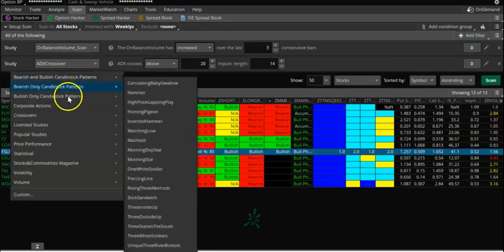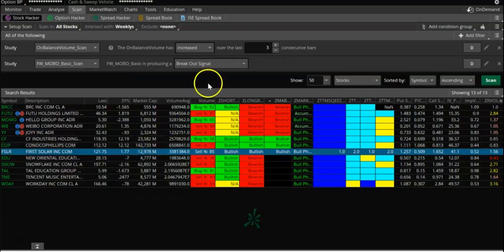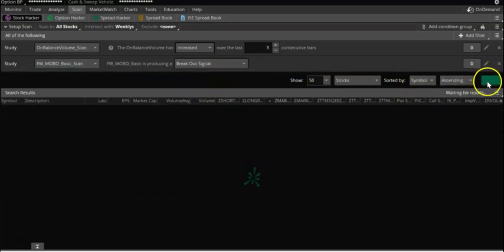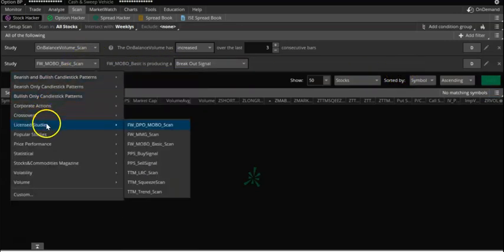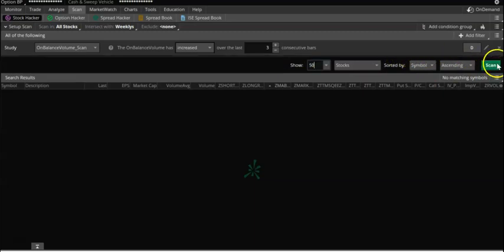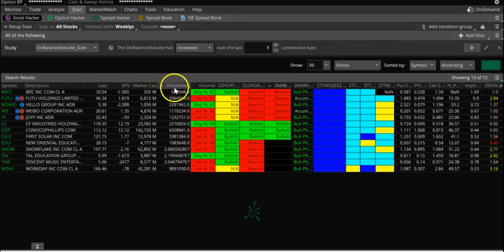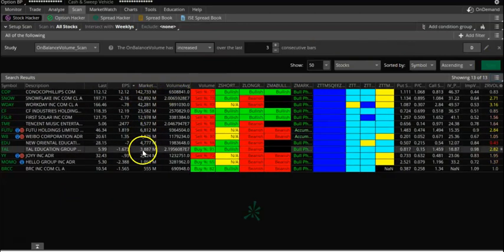Let's go to license studies. Okay, so basic breakout. Scan that. There's no match. Let's look at license studies, PPS buy signal. Okay, no signal. So only this. So these will be the stocks. You can see that they have increased in on balance volume.